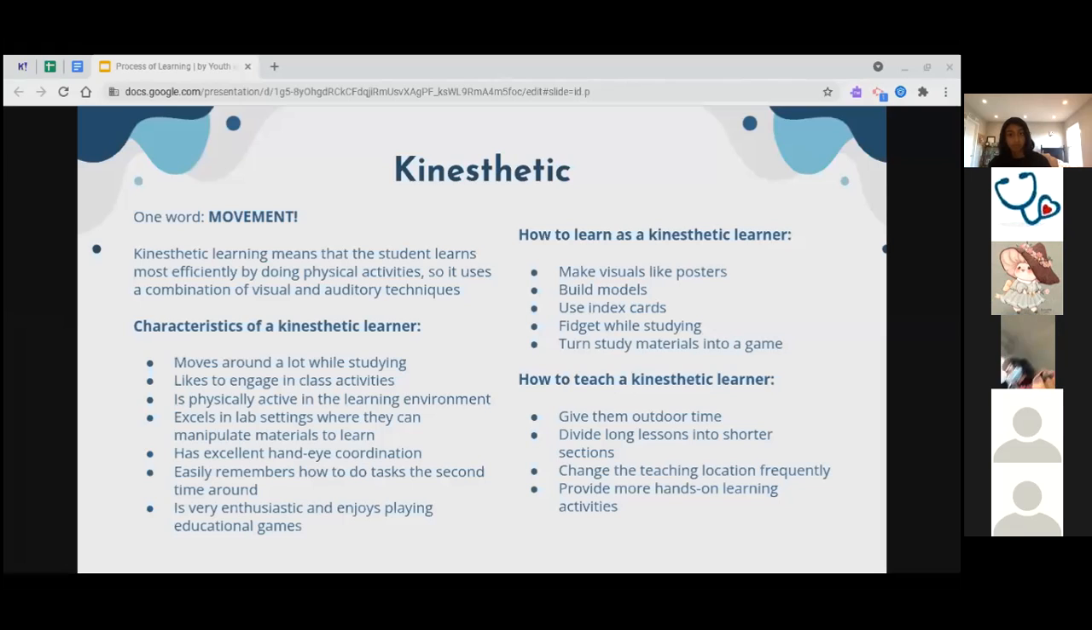As a kinesthetic learner, it's best to make visuals like posters, build models, use index cards, fidget while studying, and turn study materials into a game. And to teach a kinesthetic learner, it's best to give them outdoor time, divide long lessons into shorter sections, change the teaching location frequently, and provide more hands-on learning activities.